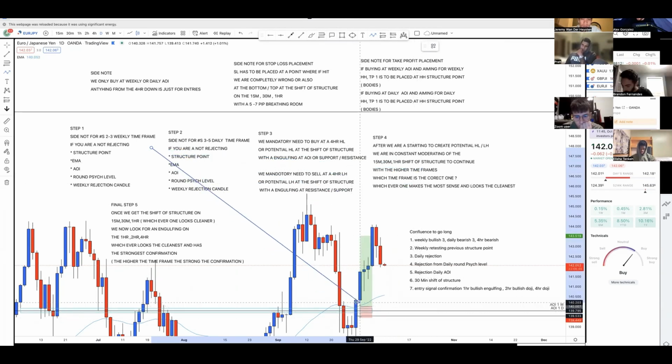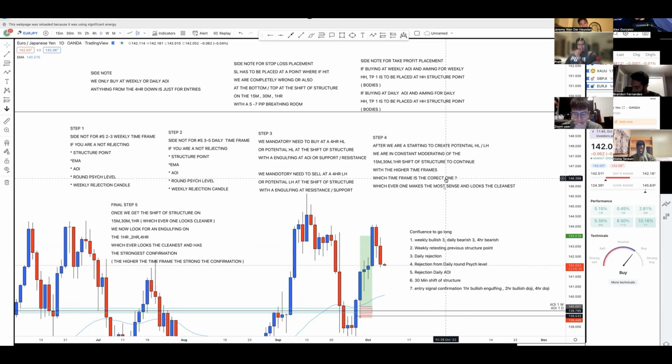As you can tell, we waited for this shift of structure to go bullish to continue with our weekly time frame and buying at a daily area of interest. Which time frames are the correct ones to look at? Whichever ones look the cleanest, whichever makes the most sense.